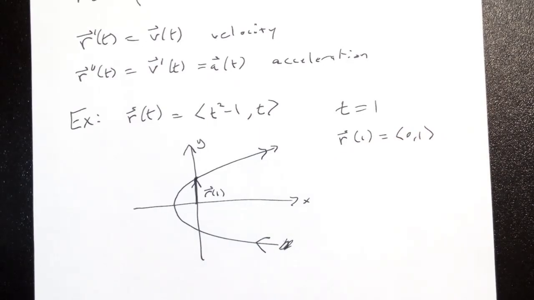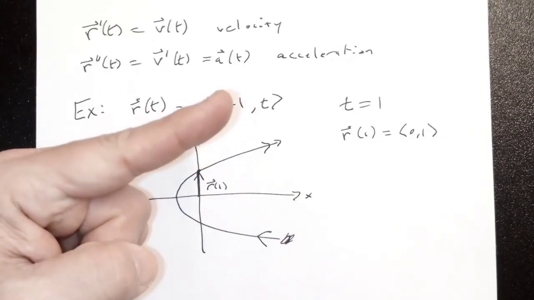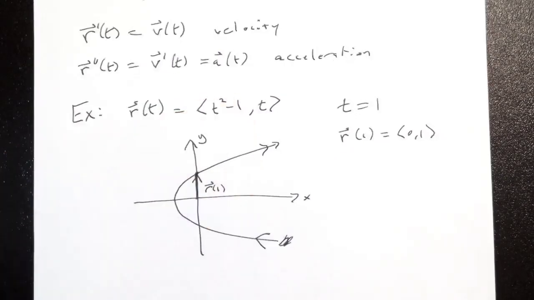Okay, wait a minute. Just intuitively for a minute here. I'm at this dot, but I'm going around the curve this way. What direction should my velocity be pointing? It should be going this way. Well, let's check.